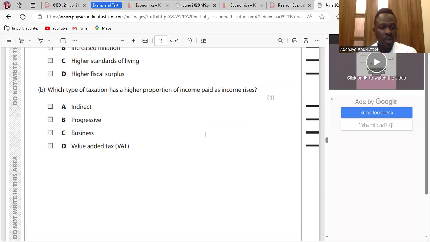Go to the next question. Which type of taxation has a higher proportion of income paid as income rises? Indirect tax is a tax on consumption. Business tax is corporation tax. Value-added tax is an indirect tax. Progressive tax is the tax you pay that increases as the level of income increases. B, yes. You get that? Yes. Go to C.